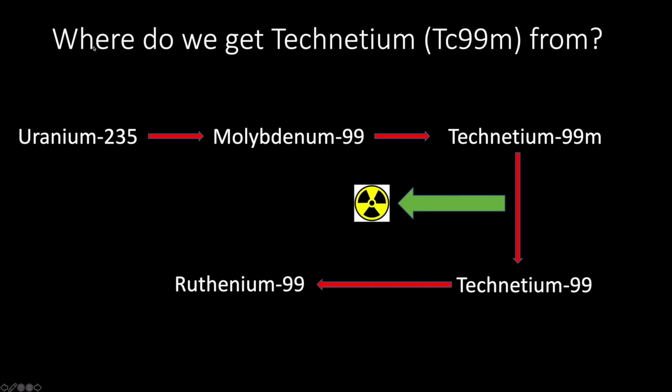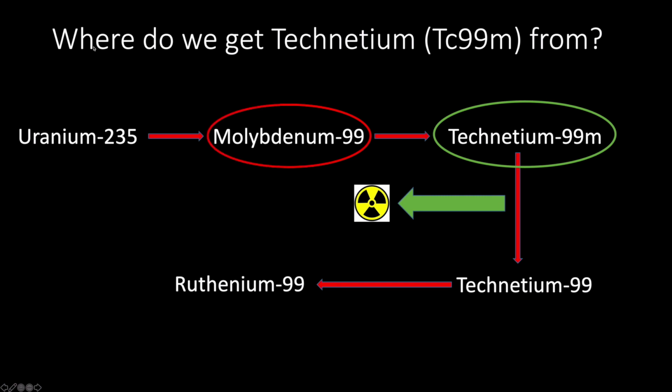So for the purposes of imaging, we are obviously very interested in harvesting technetium-99m, but where can we get it from? Well, I don't really fancy keeping much uranium-235 near my office, so molybdenum will have to do. And that is quite convenient because it is immediately above it in the chain in terms of decay. So how do we get it?